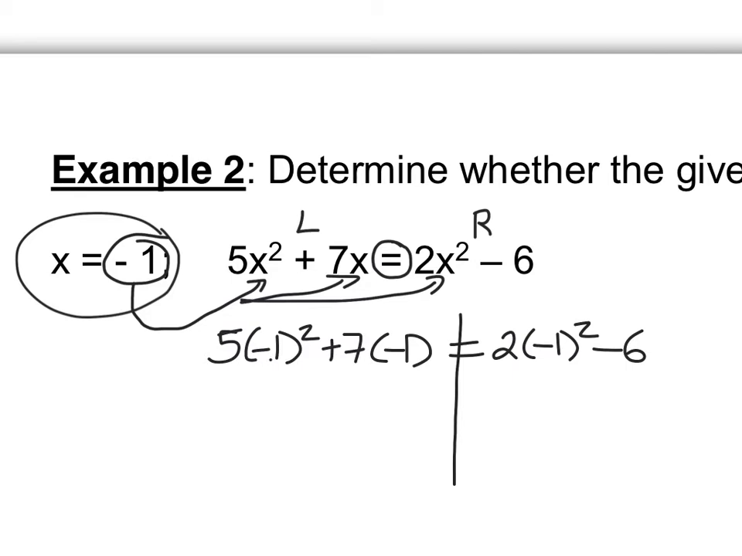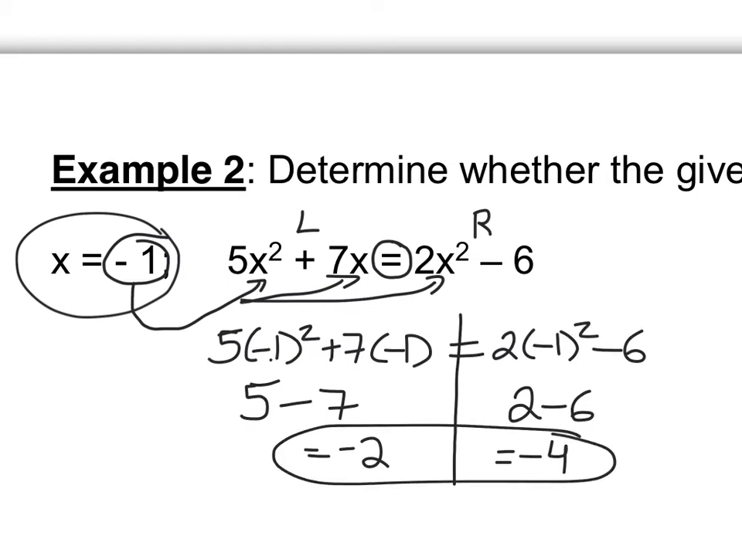1 times 5 is 5. 7 times negative 1 is negative 7. Negative 1 times negative 1 is positive 1 times 2 is 2 minus 6. 5 minus 7 is negative 2. 2 minus 6 is negative 4. They're not the same value. They're not equal. Therefore, x equals negative 1 is not a solution. It is not a given root.